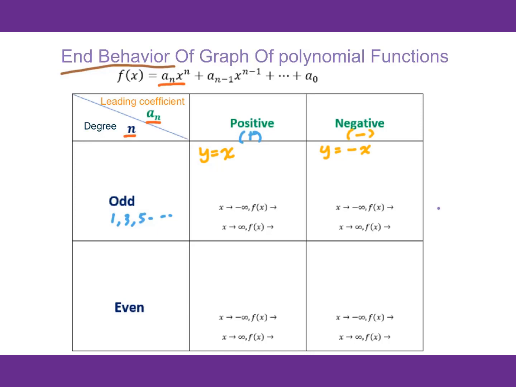For even degree, like 2, 4, 6, and so on, when the leading coefficient is positive, think about y equals x squared. And when the leading coefficient is negative and the degree is even, think about y equals negative x squared. Therefore, if the degree is odd and the leading coefficient is positive, the graph looks like y equals x, like this.